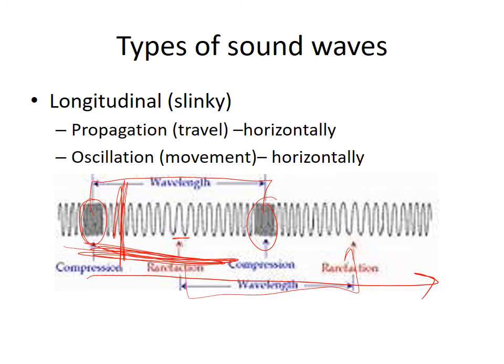So in transverse, your movement is going up and down while your propagation is horizontal. And in longitudinal, propagation and oscillation are both horizontal.